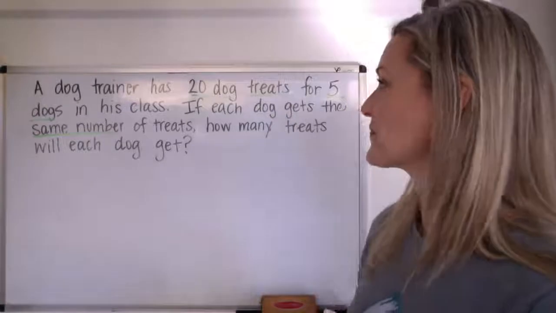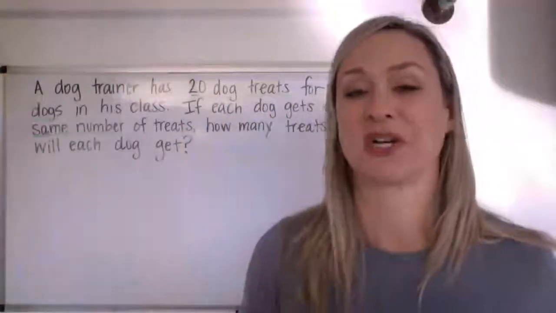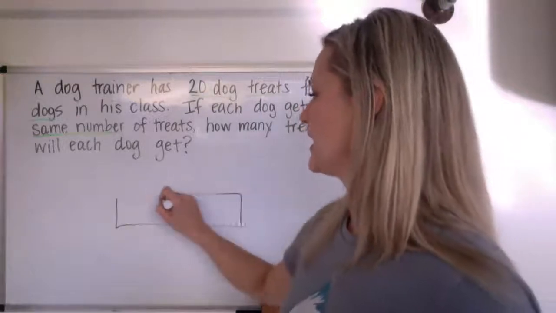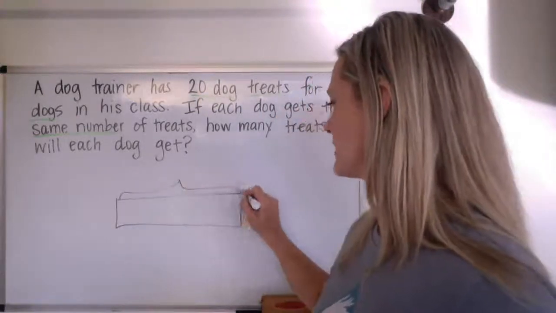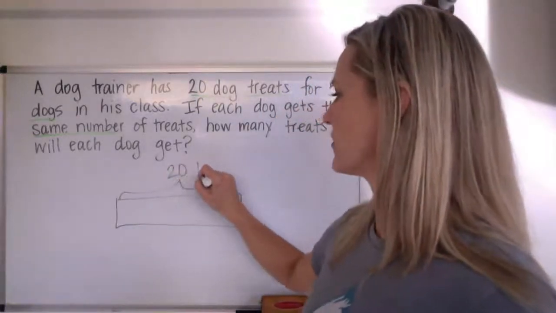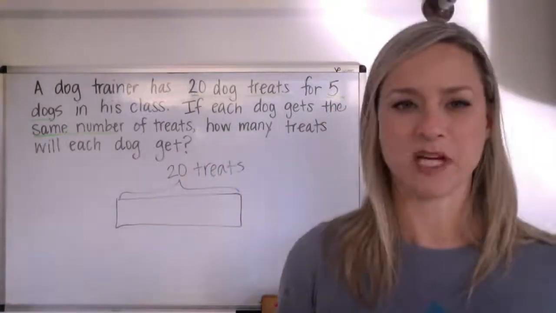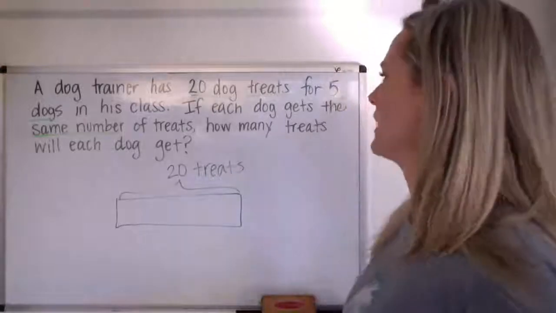All right, so we know for sure that there are 20 dog treats. So we could think about that like, I like to model with mathematics. It's one of my favorite things. So this is all 20 treats. So the total number is going up here, up top. Total.